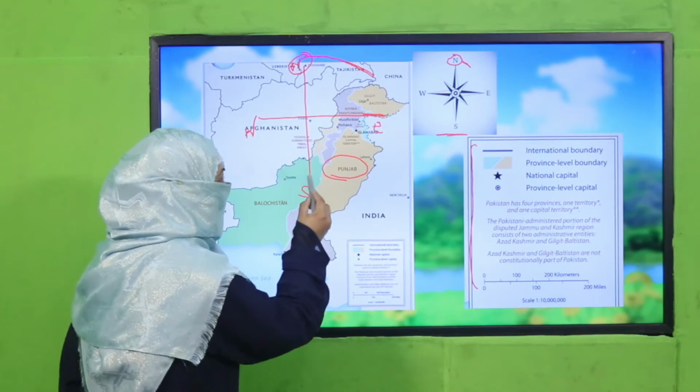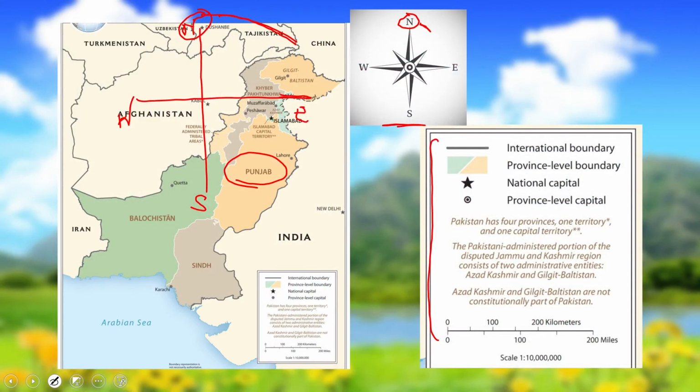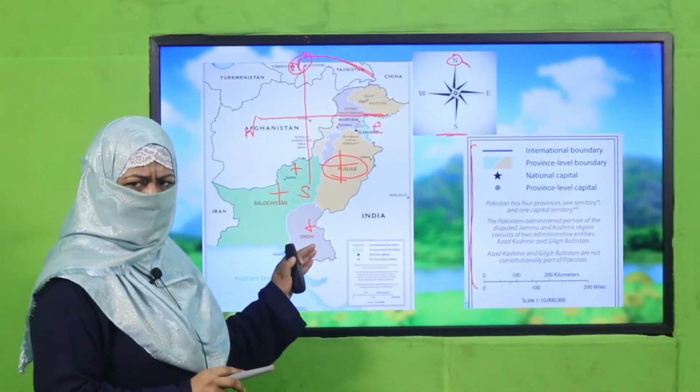If we want to find out the location where Punjab is and what is on the west, what is on the north, we can make the cardinal directions over here and we can find out. Likewise, over here for Balochistan, for Quetta, for Sindh. This is how we use cardinal directions in our map, right?